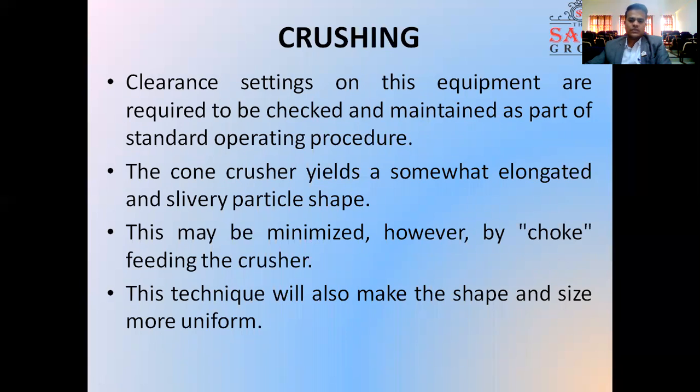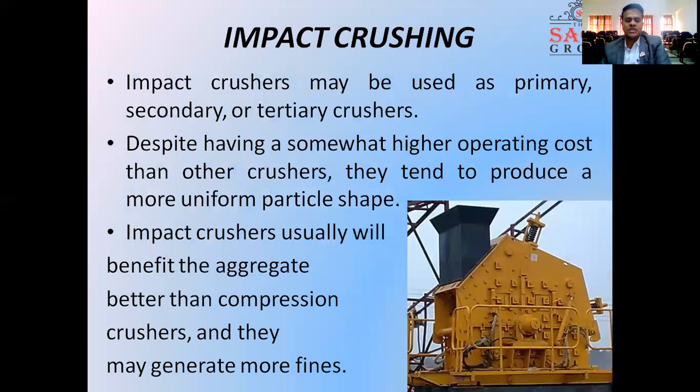The cone crusher yields somewhat elongated or slivery particle shapes. This may be minimized, however, by choke feeding the crusher. That means if somehow the particles are jammed between them, then the choke is fed into the crusher so that the material sticking can be minimized. This technique will also make the shape and size of material uniform, so that material which gets converted into powdery form or very fine particles is reduced, and by adding the choke, the uniformity of particle size can be maintained easily.